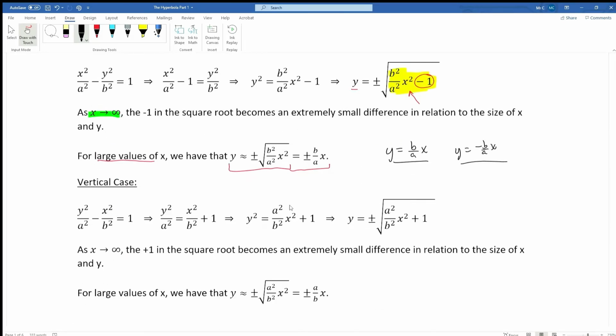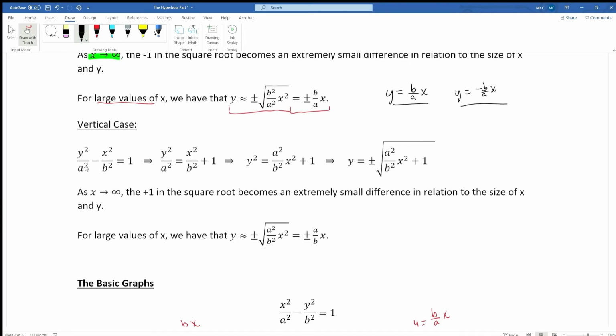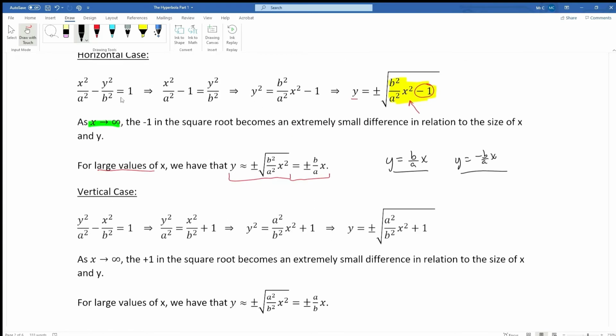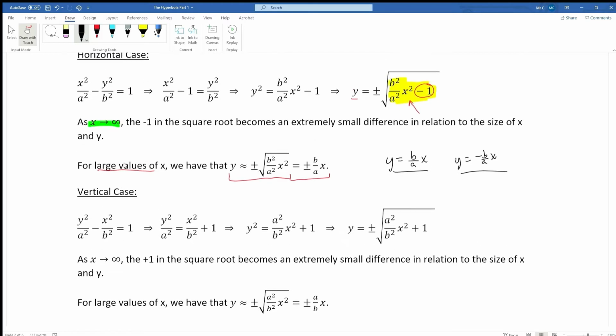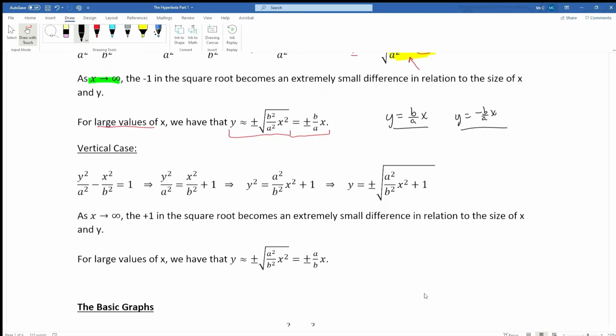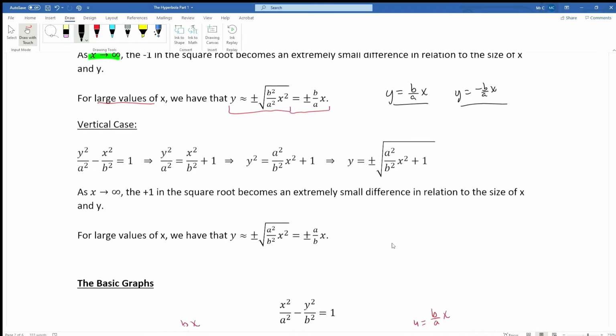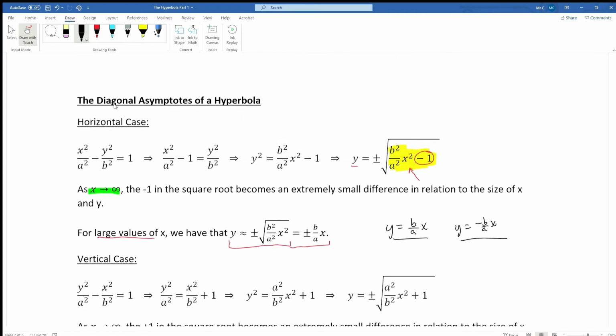And we can work through the same logic in the vertical case. Now, I'm not going to do the play-by-play again, but what you'll see is that since we have y squared divided by a squared here, when we solve everything out, we get y is approximately plus or minus a over b x instead of b over a. So it depends which case you have, the horizontal or vertical case, which formula you get for these asymptotic lines, these diagonal asymptotes.